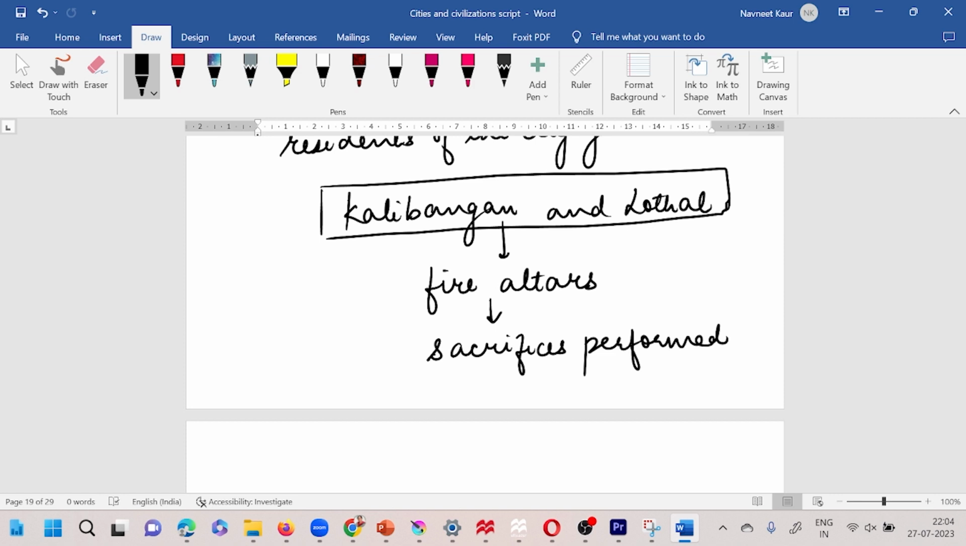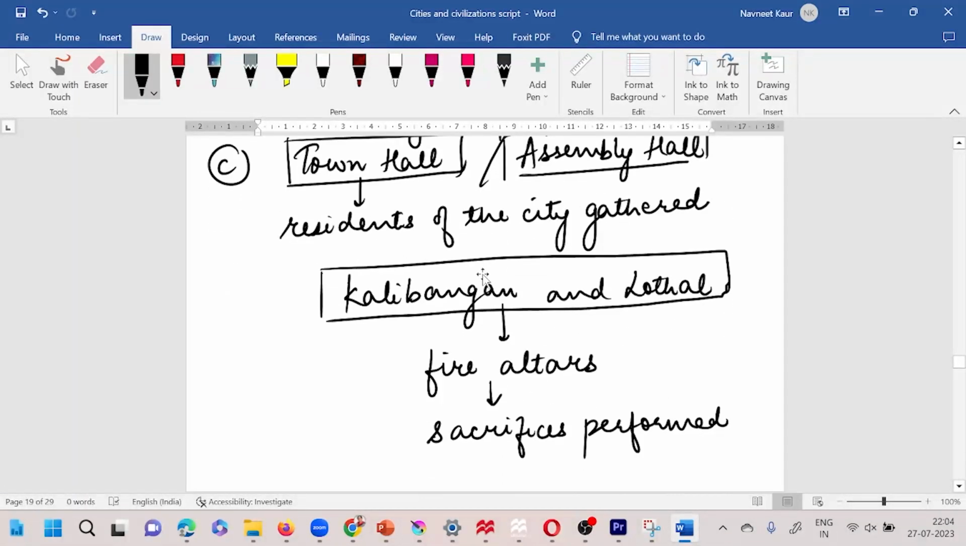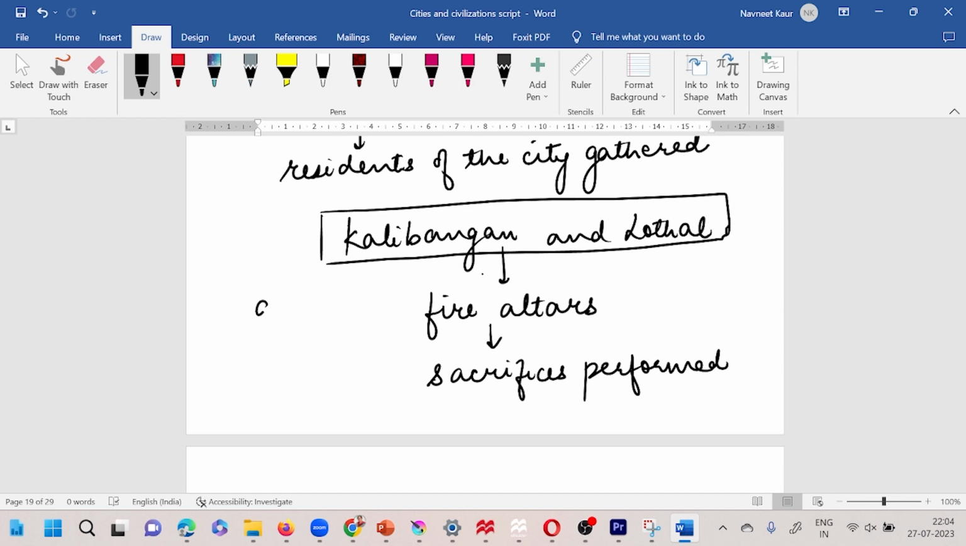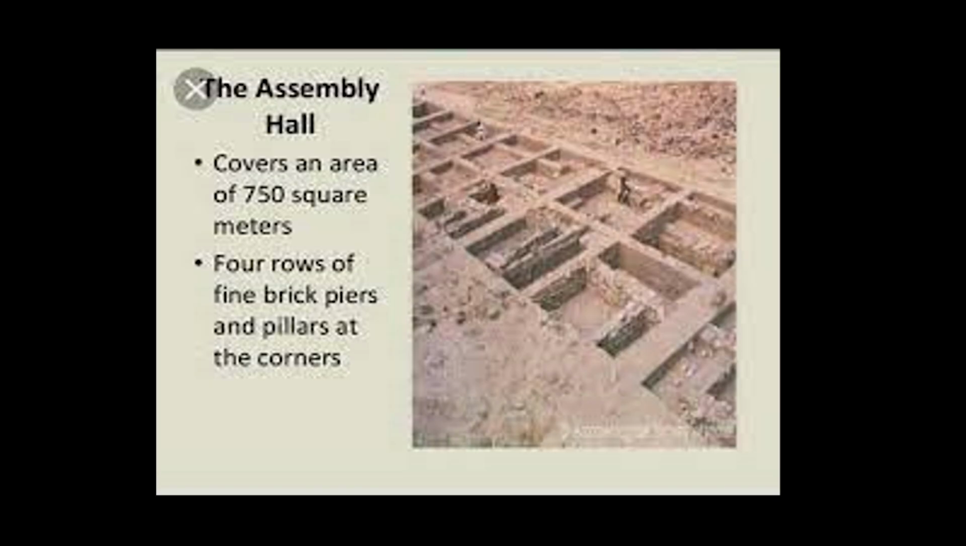So, this was about the special buildings. Another special building was fire altars. So just have a look at the assembly hall. So this assembly hall is also known as town hall, and it was used for gatherings to take some important decisions.